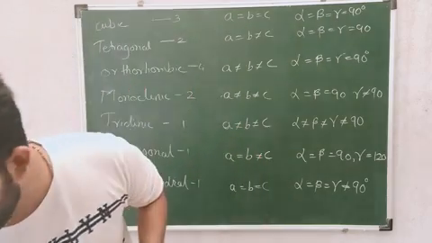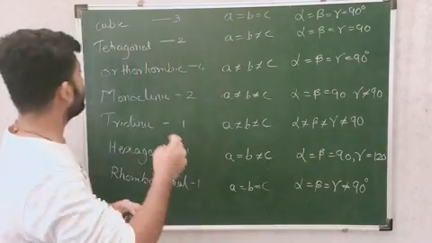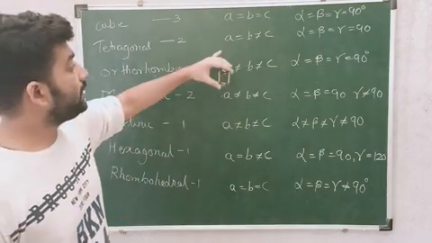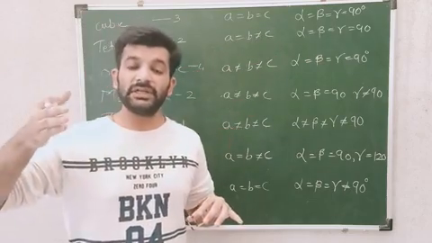Next, I have made some structures over here. Next structure I have given is what? Tetragonal. In tetragonal, A and B lengths are the same, C is different. One of the lengths is different.